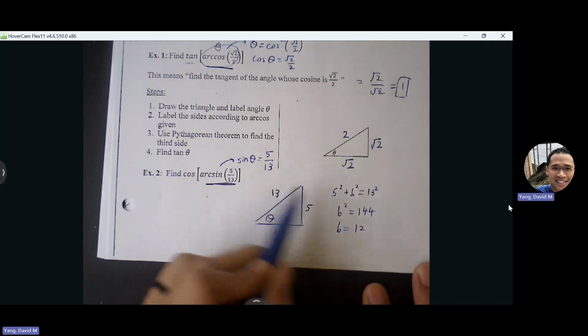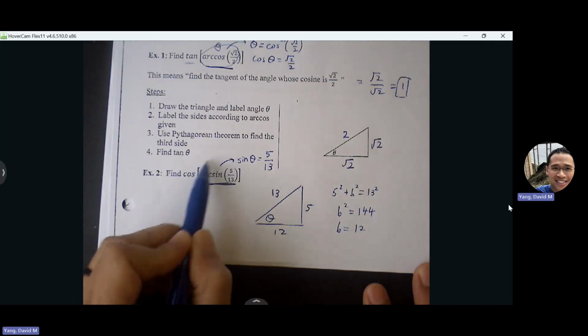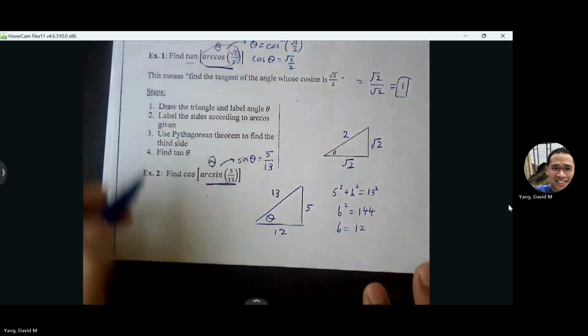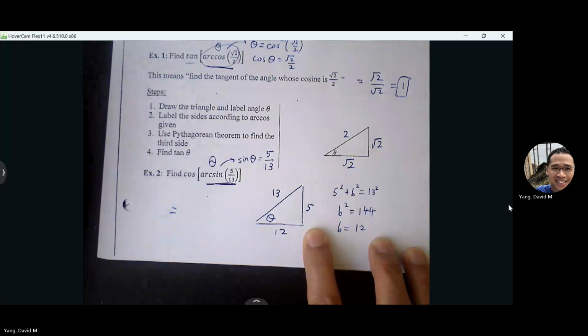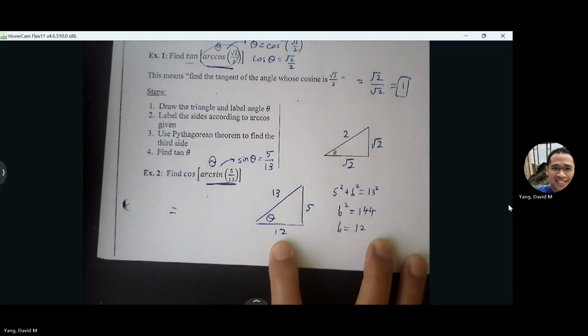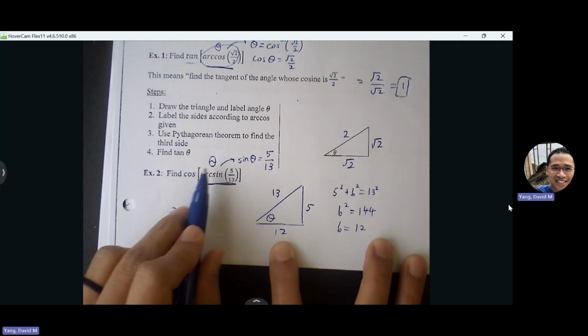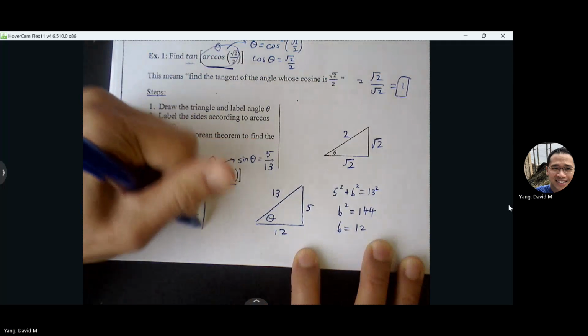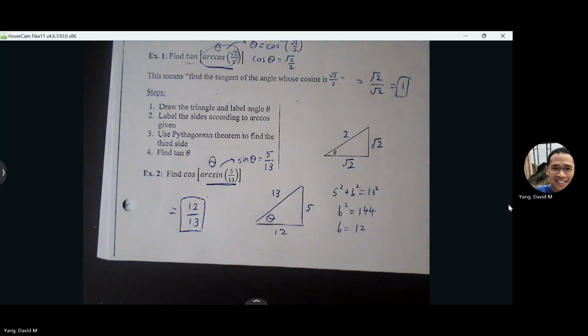And now that we have the triangle figured out, we can basically ask cosine of this whole big bracket, which is a big representation of theta here. So what's cosine of theta equal to? Cosine of this triangle, cosine of theta equals 12 over 13. That's our answer. Okay, next page.